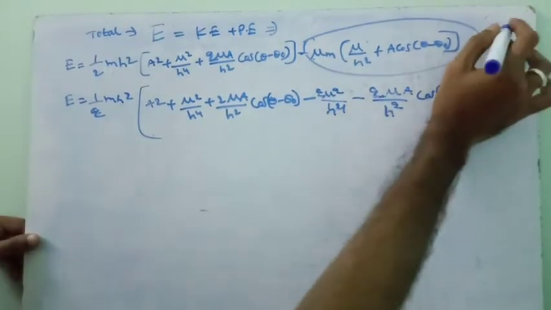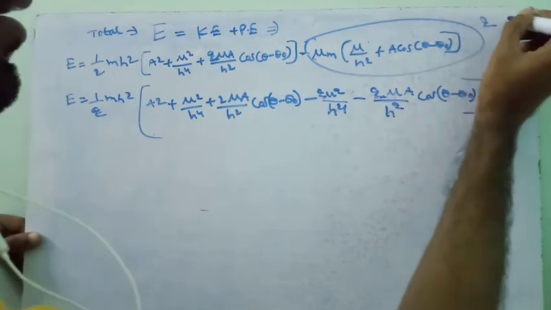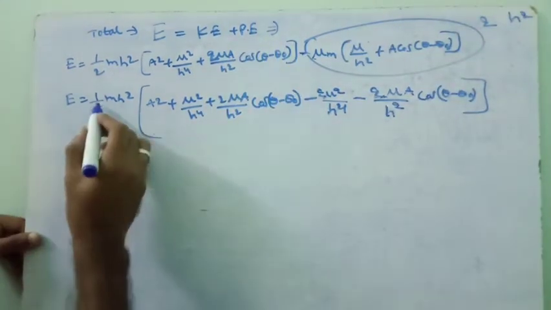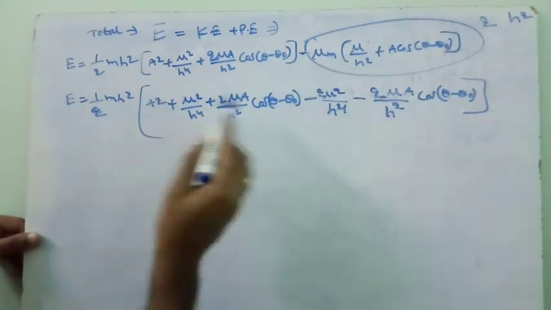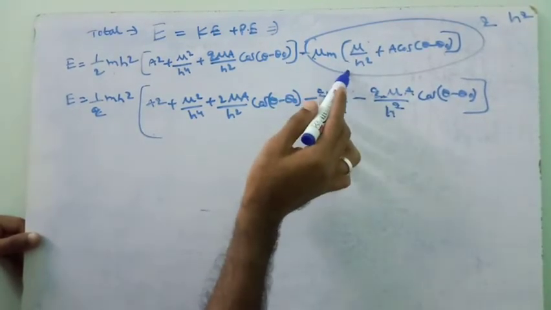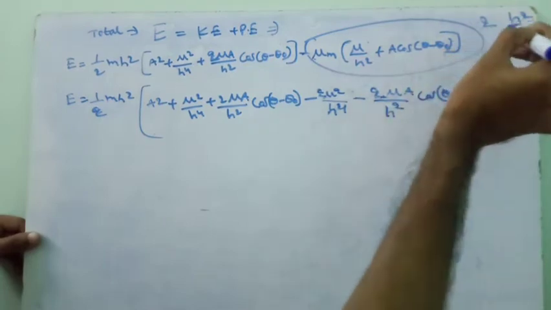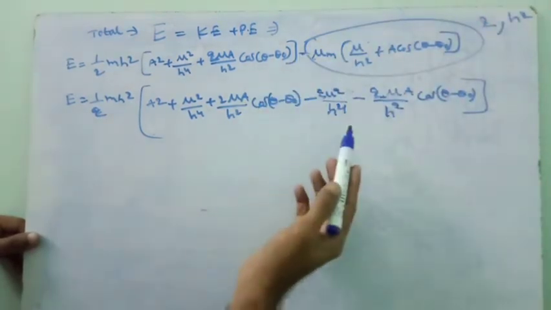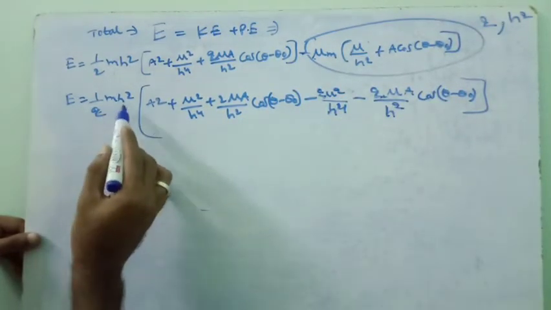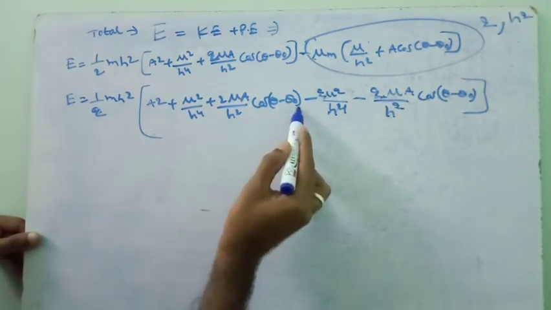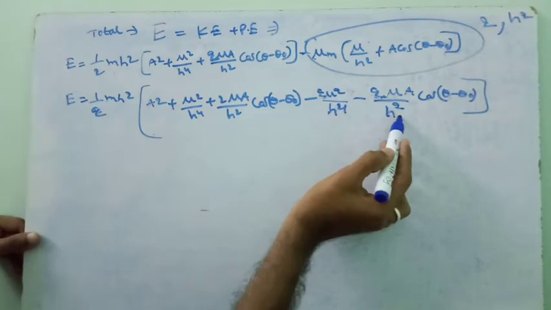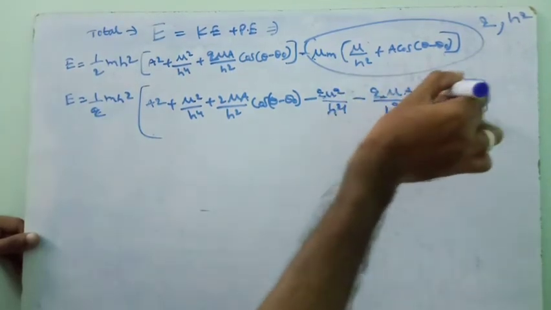We have multiplied and divided by 2 and h square, and we took half m h square as common. M is available, but h square and 2 are not available in this potential energy equation, so we multiplied and divided by 2 and h square. According to this we have taken common half m h square from the overall term. Here this is 2 mu a by h square cos(theta minus theta naught), and this is minus 2 mu a by h square cos theta naught. These two terms get cancelled.